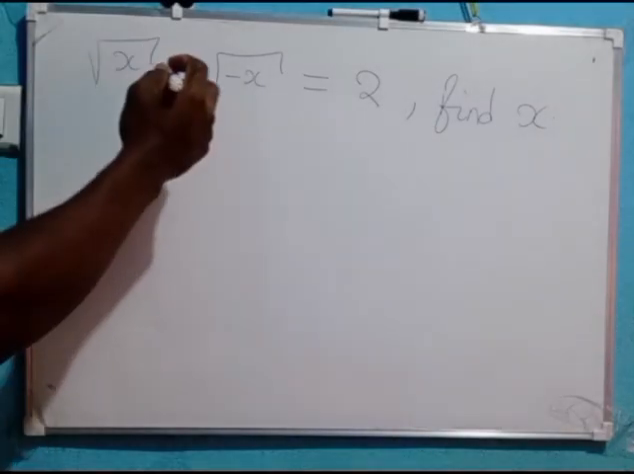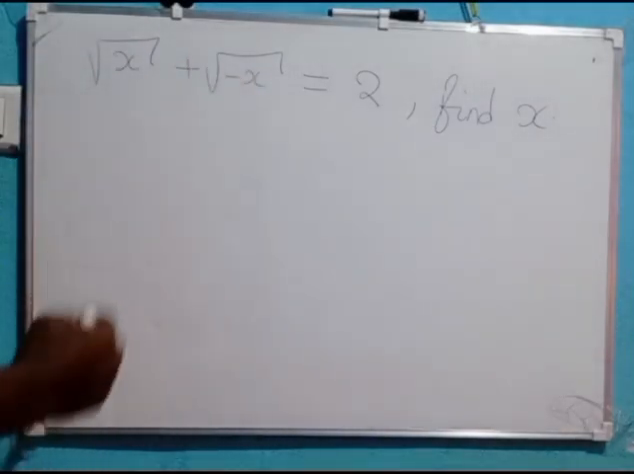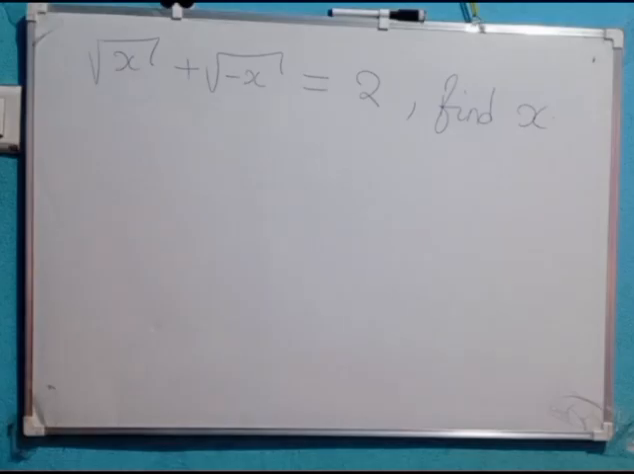The square root of x plus the square root of negative x is equal to 2. We have to find x.